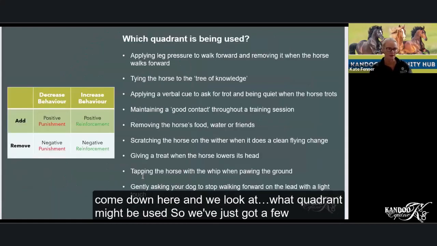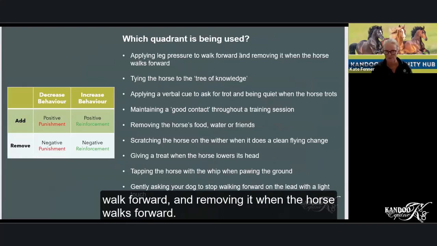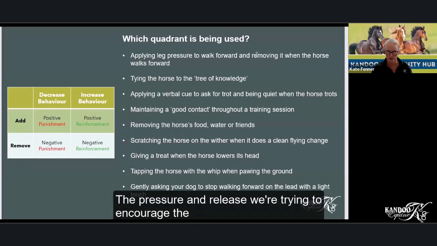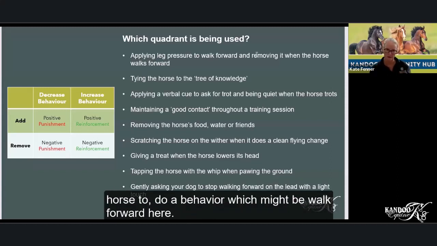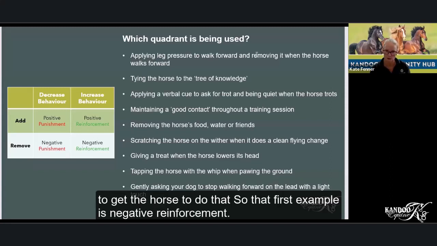So if we come down here and we look at what quadrant might be used. So I've just got a few examples here which we'll have a look at. And so applying leg pressure to walk forward and removing it when the horse walks forward. So there we've got pressure and release. The pressure and release, we're trying to encourage the horse to do a behavior, which might be walk forward here. And then we're using pressure release, which is negative reinforcement, to get the horse to do that. So the first example is negative reinforcement.